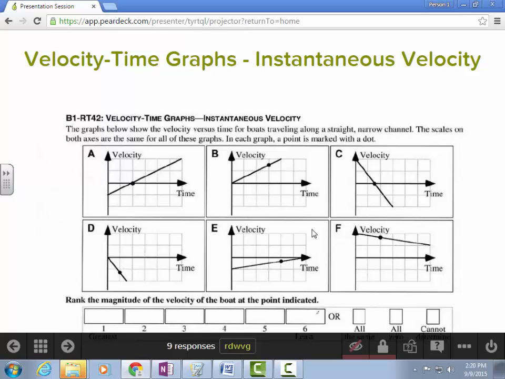Then you would do the, what's the basic word for the derivative? The slope. You would do the slope of the tangent line. Good question.